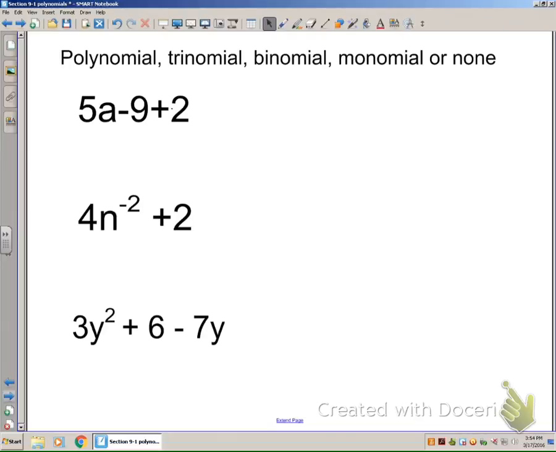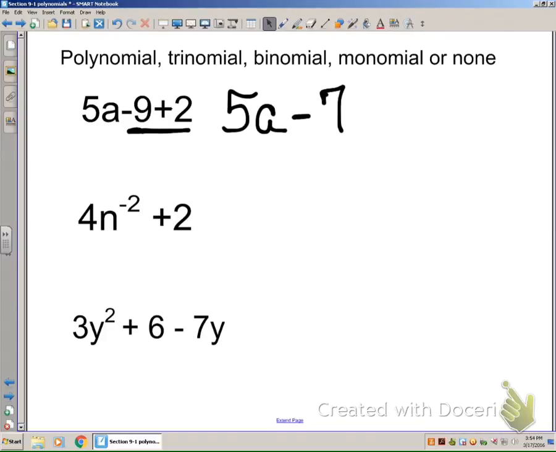But the first one's a little bit tricky. We've got negative 9 plus 2. That can be simplified. So I have 5a minus 7. Because these are the same type of thing, go ahead and simplify as far as you can, then determine what kind of polynomial it is, or if it's a polynomial at all.